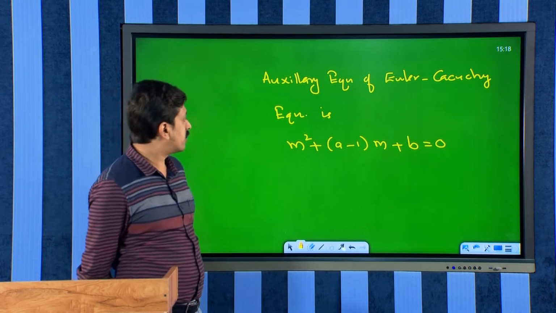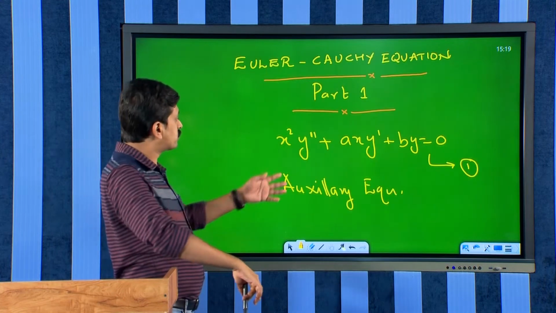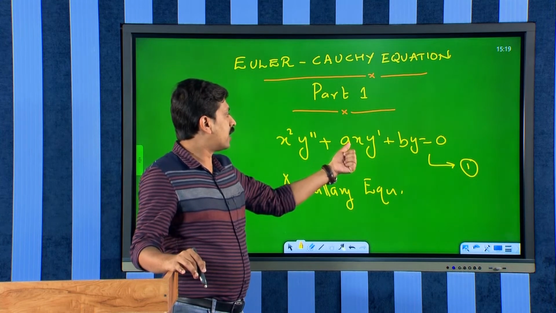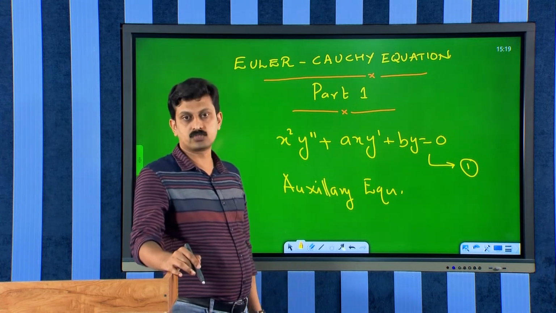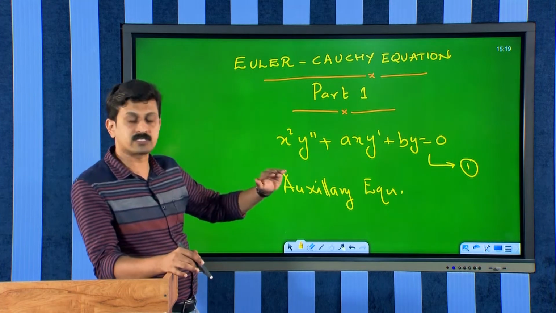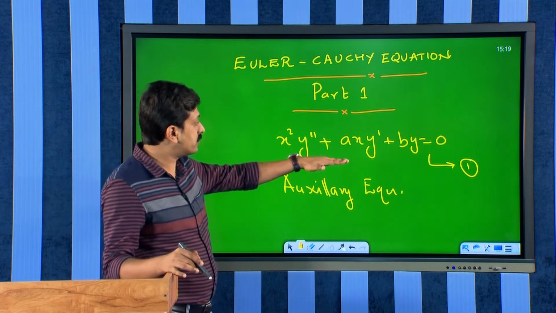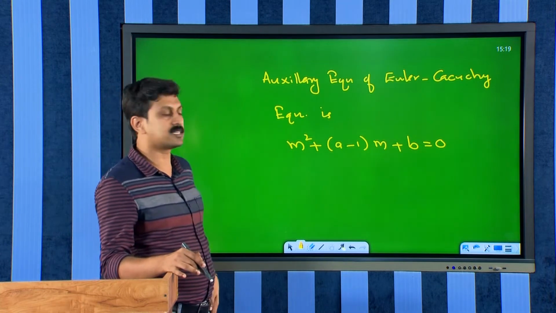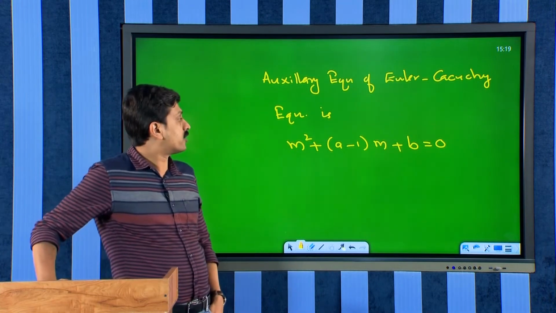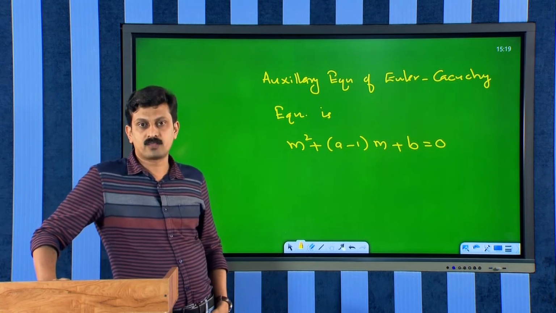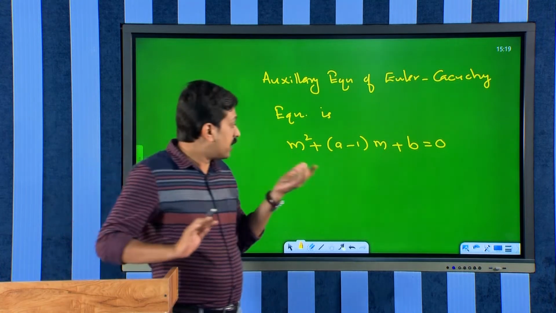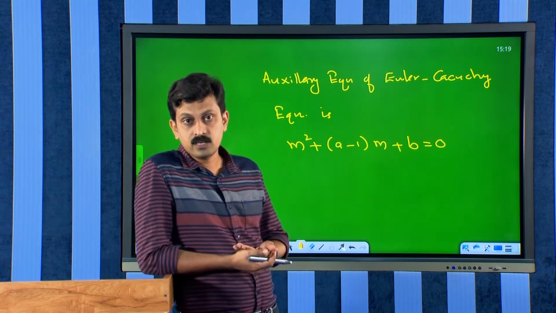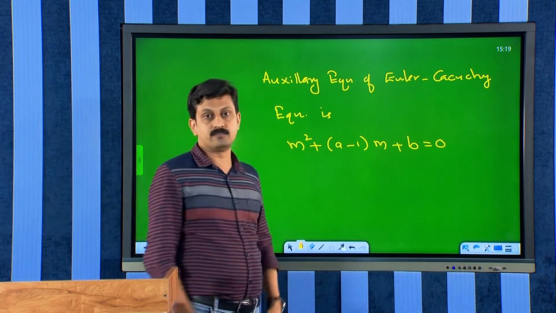Dear students, here m square is there, a is the coefficient of y dash, and b is there. If your second order differential equation is of this form, then we will write the corresponding auxiliary equation as m square plus (a minus 1) into m plus b equal to 0. As we discussed before, this auxiliary equation is a quadratic equation in m.